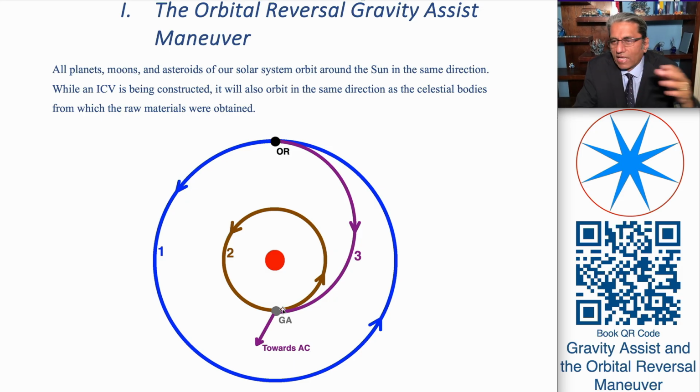And just like a ball when it's hit by a bat, if they're traveling in different directions, the ball is going to experience an increase in velocity. And that is what the goal is, to increase the velocity of the spacecraft so that it can get to its destination faster.